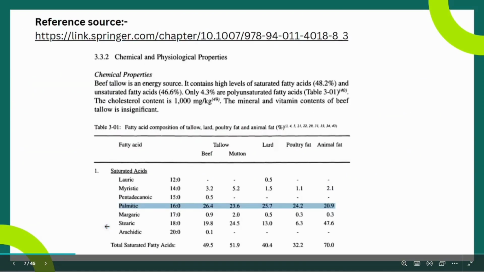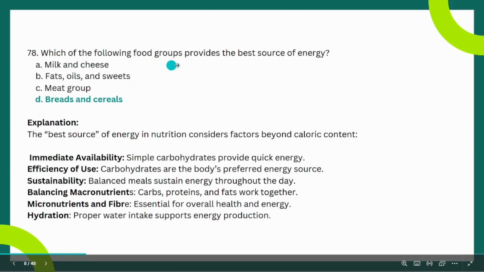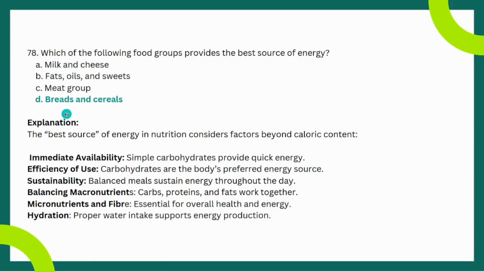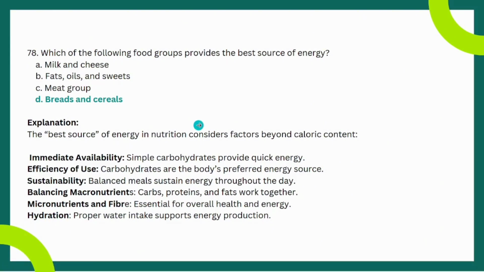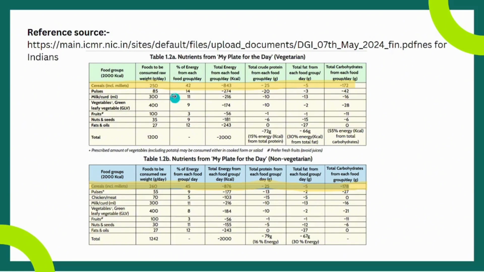Move on to the next question. Which of the following food groups provides the best source of energy? The best source of energy in nutrition considers the factors given below. That is immediate availability, that is, carbohydrates provide quick energy, and efficiency of use, sustainability, and balancing macronutrients and micronutrients as well as fiber, and also it should provide hydration. So all these factors can be achieved only from cereals. So the right option is breads and cereals.